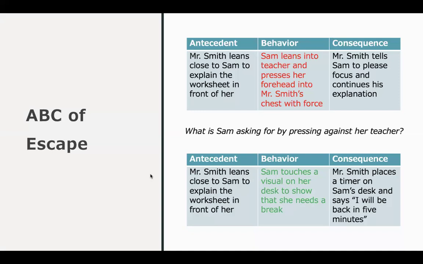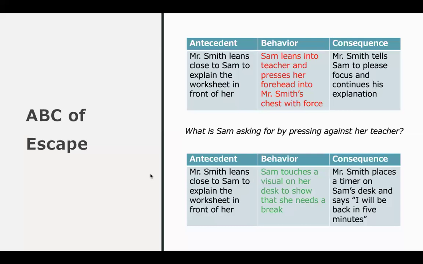So as soon as he leans in, looking at the bottom of our second chart, as soon as he leans in to ask about the worksheet and presents that task demand, she should respond by maybe touching a visual on her desk to show that she needs a break. One of those little visuals that says break. So his consequence would be that he's understanding that she's asking for that break.